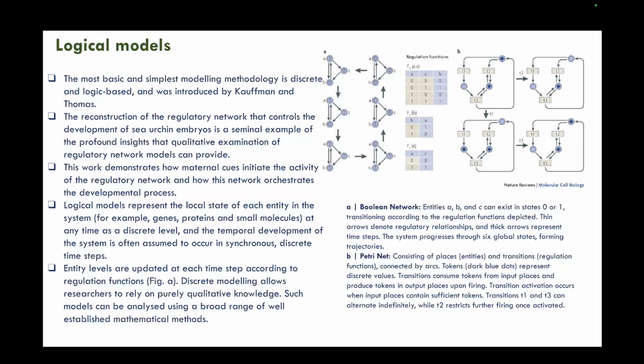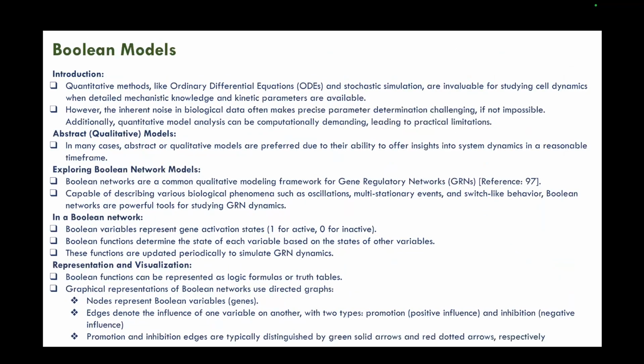I'll not go into the detail, but this is what logical models are about. One type of it is Boolean models. Boolean networks are a common qualitative modeling framework for gene regulatory networks. These are capable of describing various biological phenomena which include oscillating, multi-stationarity, switch-like behavior, etc.